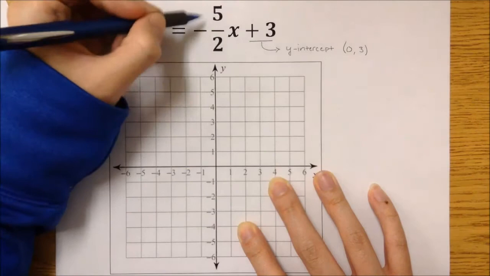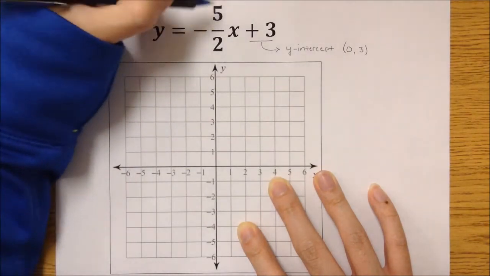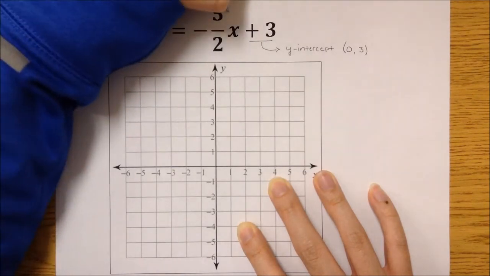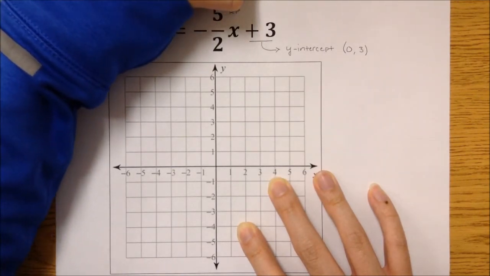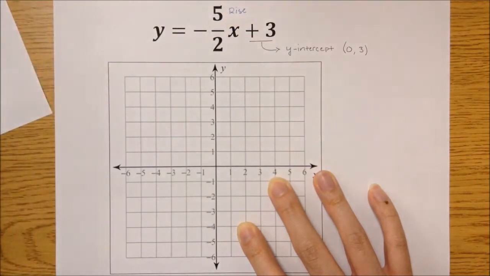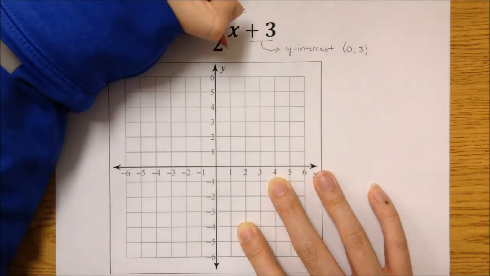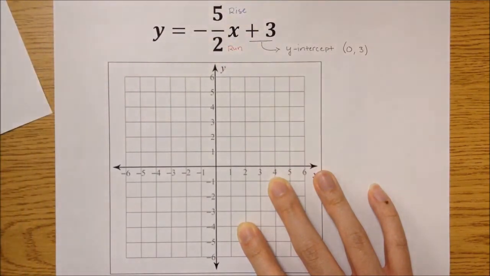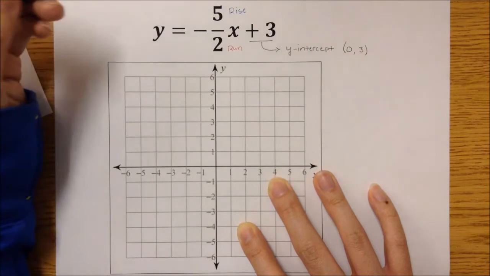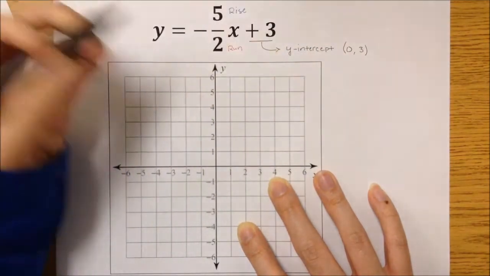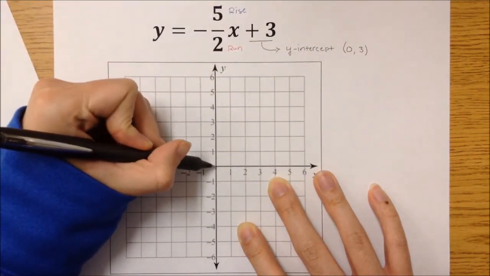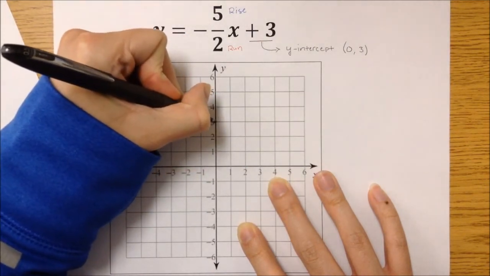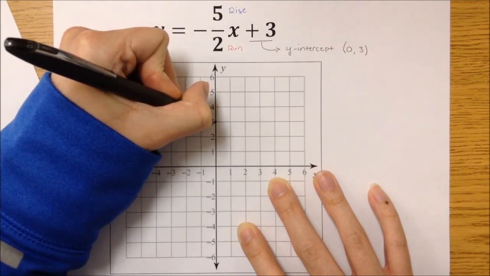Now, given our slope, we have negative 5 over 2. Again, the slope is just a number. Our top number, the numerator, is the rise, and our denominator, the bottom one, is the run. Alright, so let's graph our first point, 0, 3. We go to 0 for x, and then 3 for y. 1, 2, 3. So here's our y-intercept, the point on the y-axis.